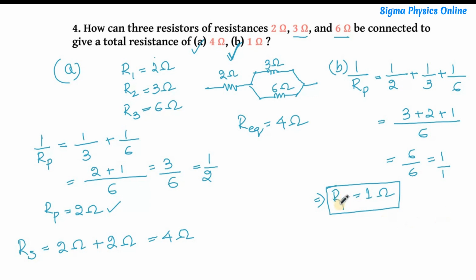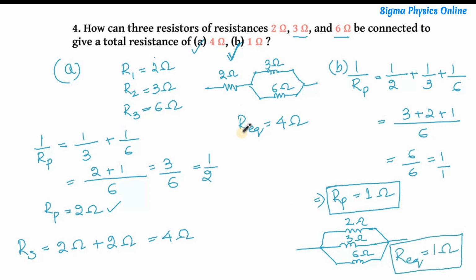Hence if we have to get an equivalent resistance of 1 ohm, we have to connect all these three in parallel, and the circuit diagram would look like this. All three when connected in parallel gives an equivalent resistance of 1 ohm. So this is 2 ohm, this is 3 ohm and this is 6 ohm, and R equivalent in this case is 1 ohm. So this is the answer to the fourth question. I hope you've understood it. Let's now go over to the fifth question.